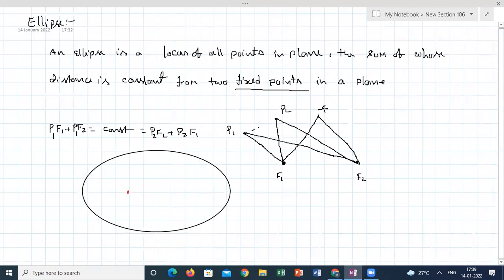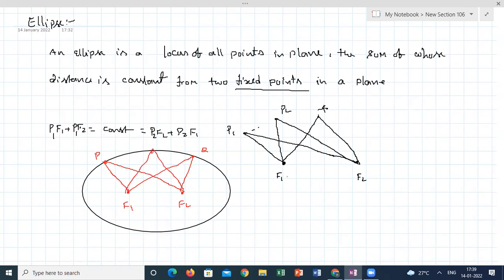According to the definition, these are the 2 fixed points, F1 and F2. You take any point P. The sum of the distances PF1 plus PF2 must be equal to the constant anywhere. Suppose I take some other point Q, QF1 plus QF2, and some other point R, RF1 plus RF2. If we join these points, what shape are we getting? That is called an ellipse. From the plane geometry point of view, we are going to discuss the ellipse like this.